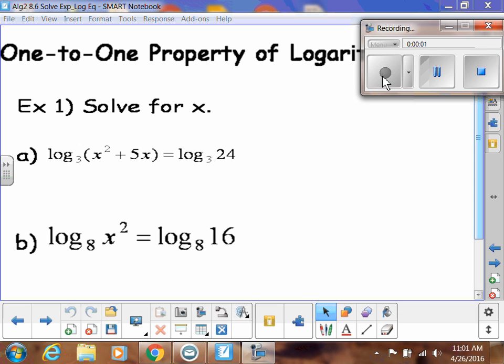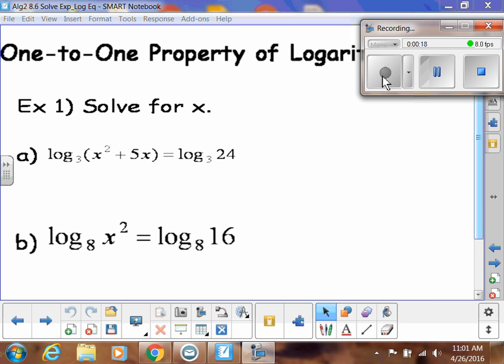This is our last video lesson for this unit and for the year. So in this video, we're going to be focusing on solving exponential and log equations. And we're going to use our old properties of logs and a few new ones to help us do that.